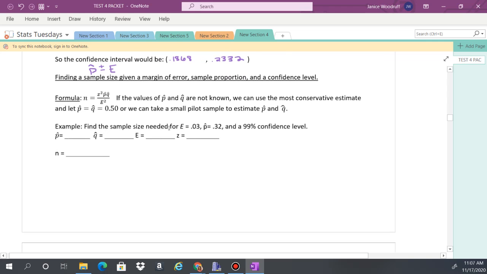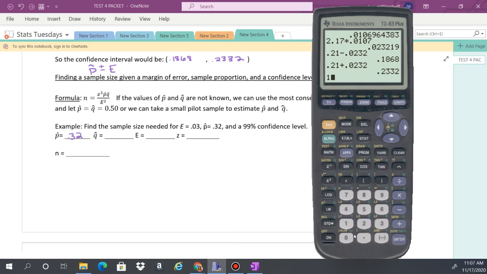So let's look at an example. So what is the sample size needed if I have a margin of error, I want to be within 0.03, so 3% margin of error. What is my sample size that I need? With my p hat being 0.32 and a 99% confidence level. Okay, so my p hat is 0.32. My q hat is 1 minus 0.32, which is 0.68.